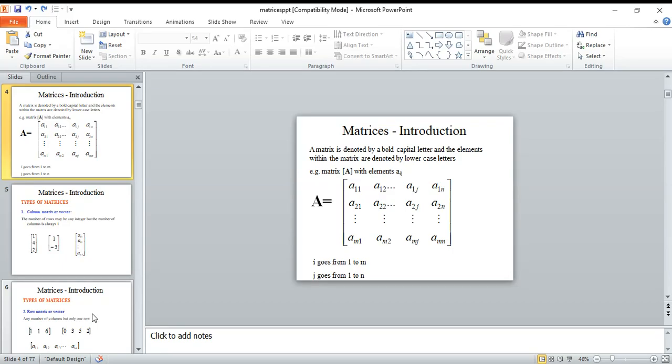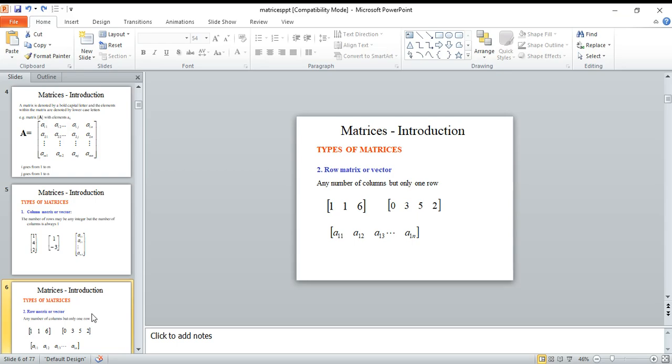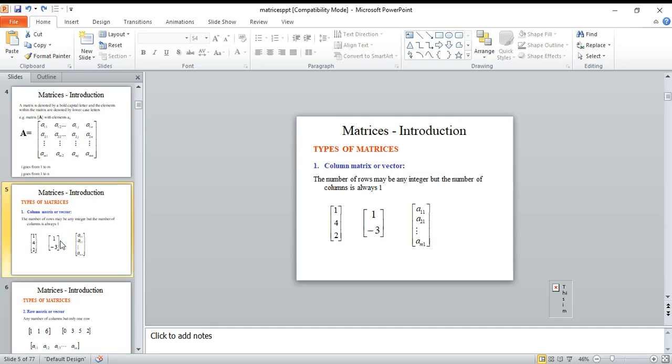Next, types of matrices. First, we discuss the column matrix or vector. The number of rows may be any integer, but the number of columns is always one. A matrix containing a single column is a column matrix. That's simple. Once again, column matrix: the number of rows may be any, but the number of columns is always one, or single. A single column is a column matrix.